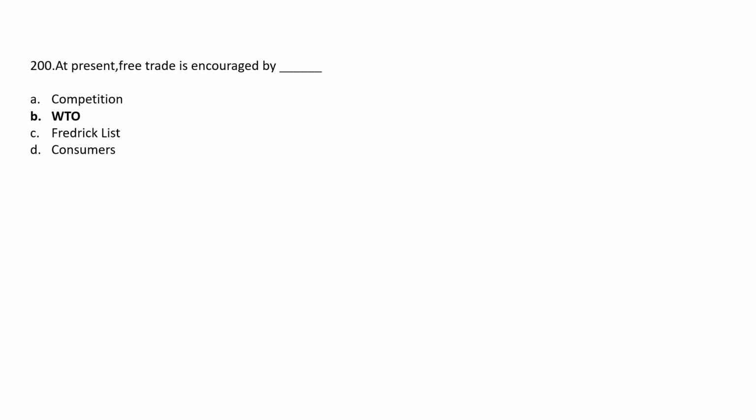At present, free trade is encouraged by dash. Option A, competition. Option B, WTO. Option C, federalist. Option D, consumer. The correct answer is option B, World Trade Organization. At present, free trade is encouraged by the World Trade Organization.